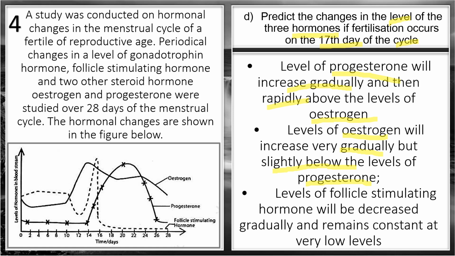So this one will continue to increase, and this one will also increase but at a lower level. The level of follicle-stimulating hormone will decrease gradually and remain constant. This one, follicle-stimulating hormone, will remain very low.